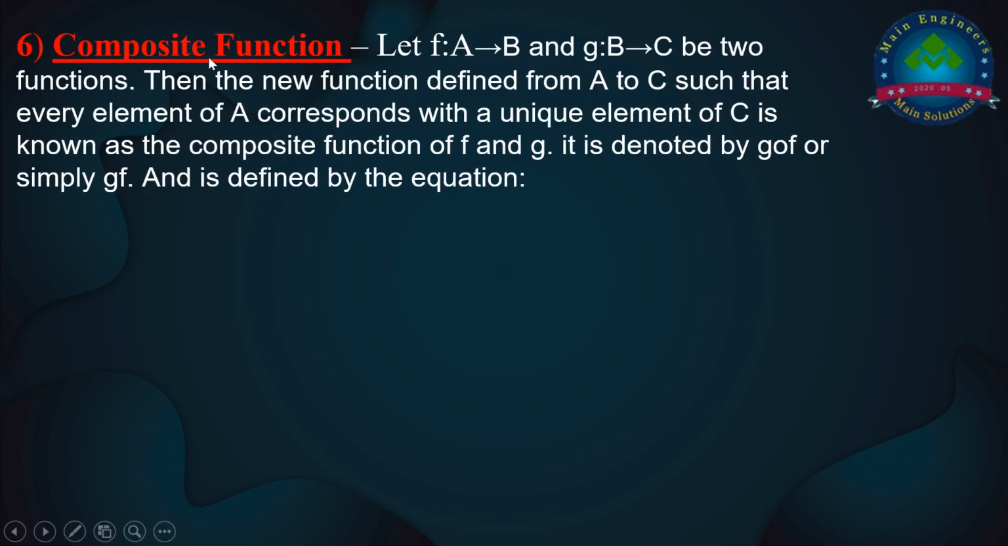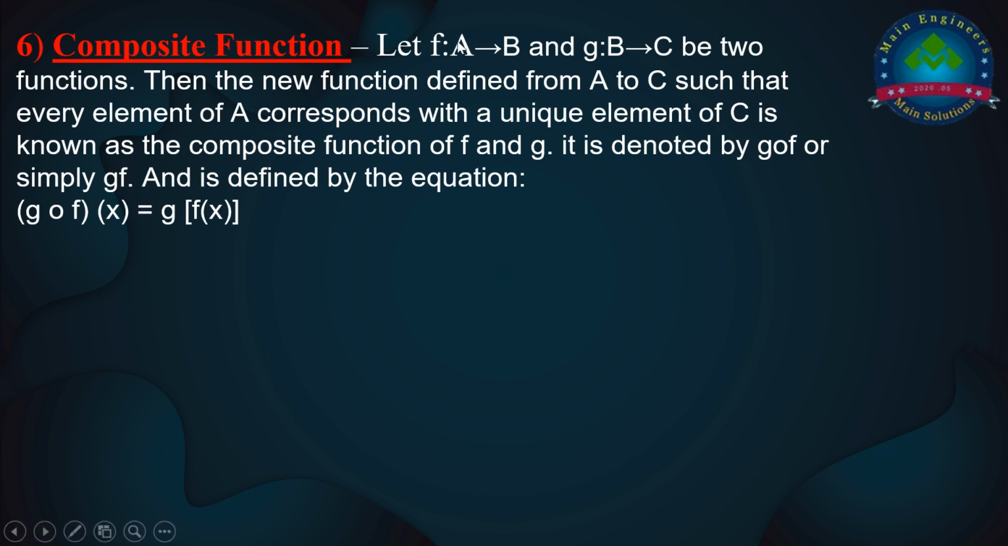The sixth one is composite function. Let f: A to B and g: B to C be two functions. Then the new function defined from A to C, such that every element of A corresponds with a unique element of C, is known as the composite function of f and g. It is denoted by g o f or simply gf, and it is defined by the equation (g o f)(x) is equal to g of f(x).